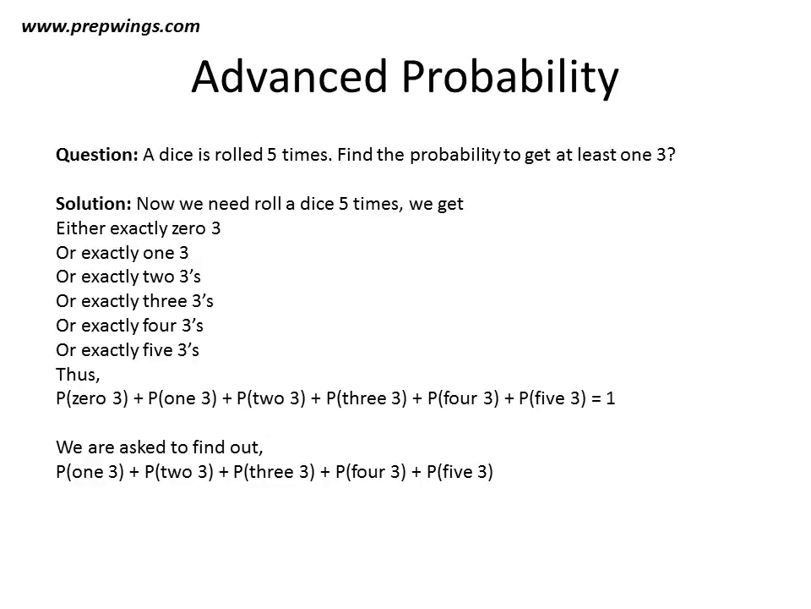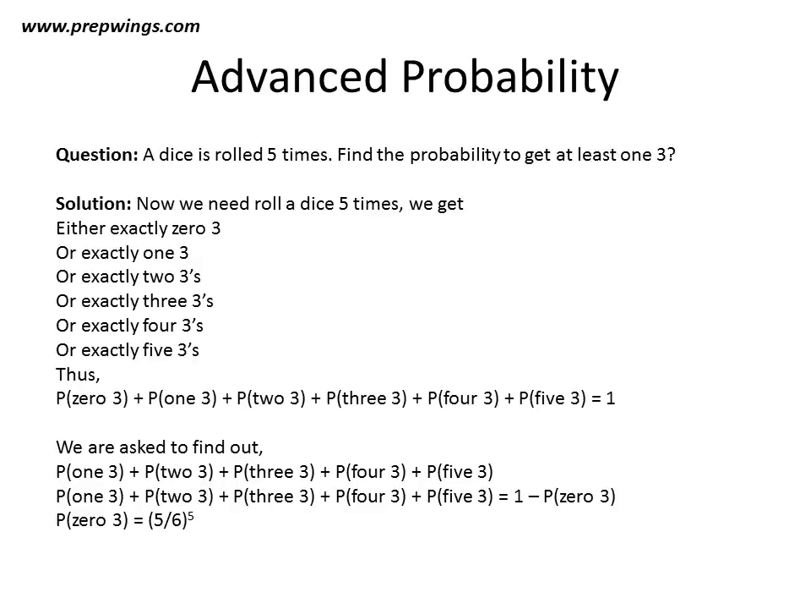Now what have we been asked to find? We have been asked to find the probability to get at least 1 3. So that will be equal to the probability to get 1 3 plus the probability to get 2 3s plus 3 3s plus 4 3s plus 5 3s. That is the thing for at least one case, because at least one case means one or more than one. So we can get 1 3 or more than 1 3. So this is what we have to find. Looking at the formula above, this will be 1 minus the probability to get 0 3s.